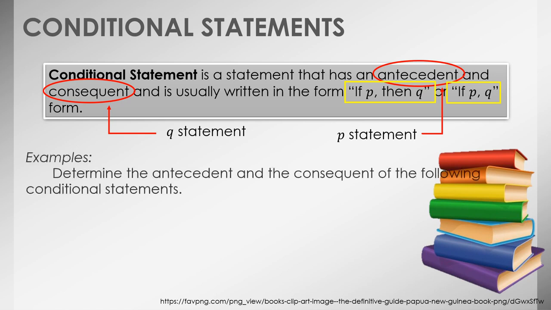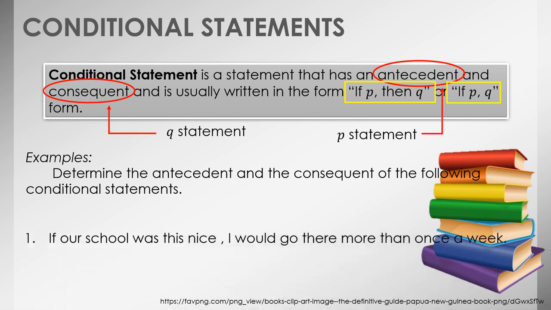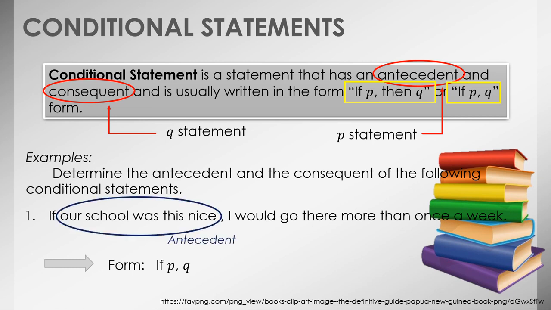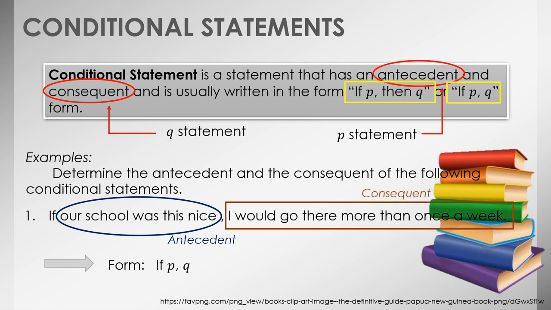Now, for illustration and clear elaboration, we have this example. For this example, we are to determine the antecedent and consequent of the following given conditional statements. Statement number 1 is given by this. To easily identify the antecedent and consequent of the given statement, let us first determine the structure of the statement. Observe that the given statement is of this form. Hence, since our antecedent is represented by the P statement, we have this. On the other hand, since the Q statement represents the consequent, we have this.